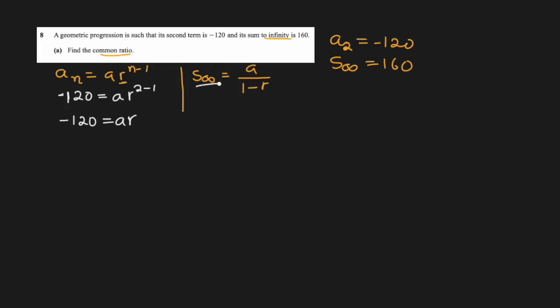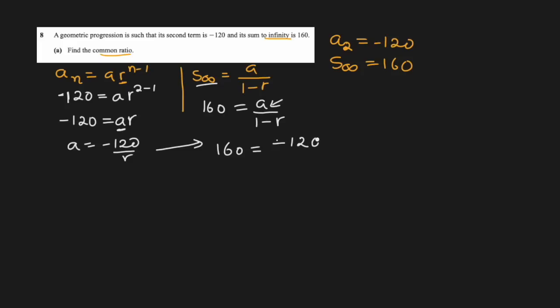Now the sum to infinity is given as 160, so positive 160 equals, again unknown a over 1 minus r. Since we have to find the common ratio, we can get rid of a. First I will isolate a, which is a equals minus 120 over r, and substitute it here. 160 remains 160, a is replaced by minus 120 over r, and this r denominator multiplies with the denominator here.